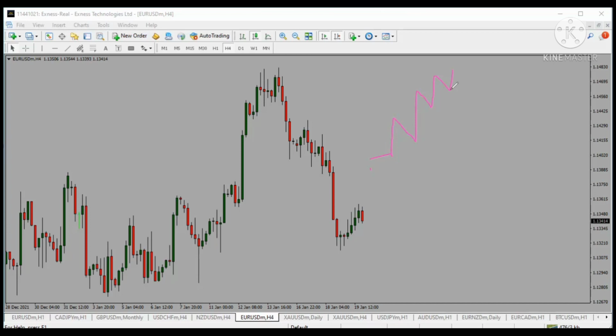You can do that by looking at H1 or H4. Now, let me show you an example here. When I'm talking about the trend, people say the trend is your friend. Yes, you don't have to trade against the trend. Let me show you how you can know your trend.